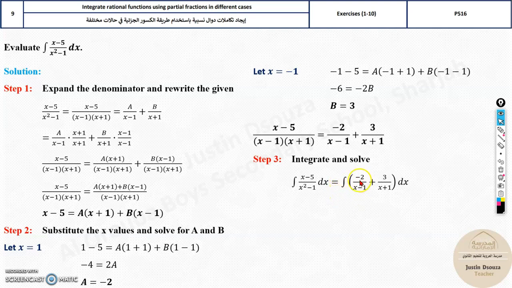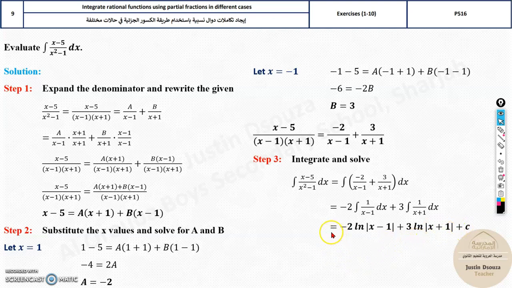Now integrate it. It will be negative 2, only 1 by x plus minus 1. It is natural logarithm magnitude of x minus 1. The same thing over here. Whenever we have 1 by x, we know it is ln or natural logarithm x. So this is how we solve it.